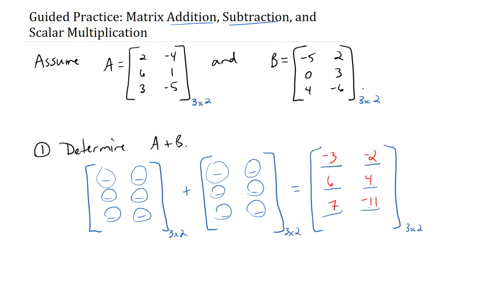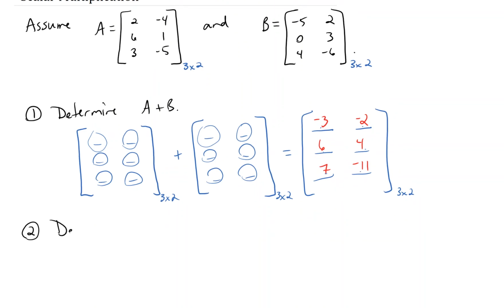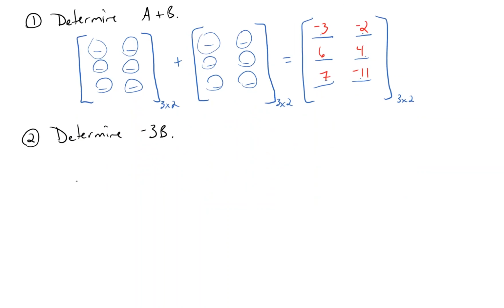So the correct answer is the matrix -3, -2, 6, 4, 7, -11. Alright, let's do another problem. Let's do a scalar multiplication problem. Let's say I want to determine -3B. So go ahead and write the scalar -3 times matrix B. So copy matrix B down.